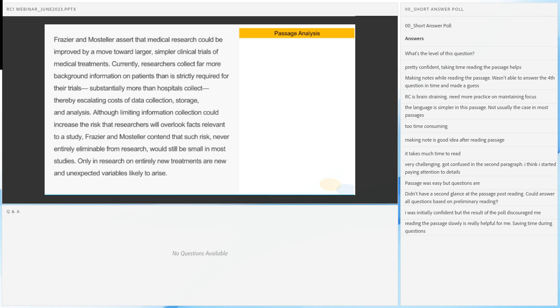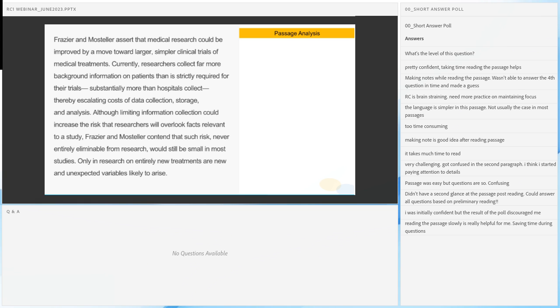Good. All right. So you see, there's a multitude of opinions here. This is a 700 level passage. It's a difficult passage overall. So let's do the passage analysis.